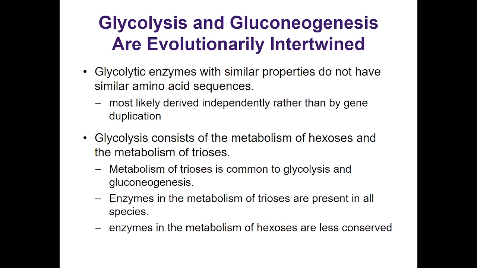And this is why you get a lot of things where your 6-membered sugars typically are the ones that get people sick, because they're less conserved enzymes. 3-membered sugars, on the other hand, everybody keeps those enzymes. Everybody has them. All organisms have those. Okay?